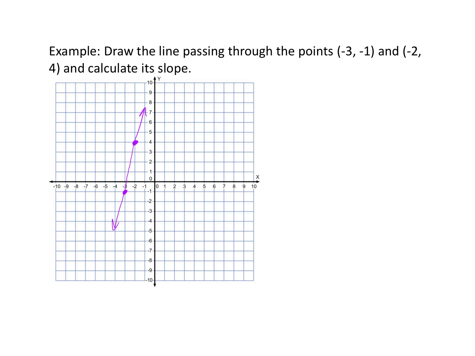And we're going to calculate the slope: y2 minus y1 over x2 minus x1. We'll call this x1, y1, and this point will be x2, y2. Subtracting the y's, I have 4 minus -1. And when I subtract the x's, I have -2 minus -3. So that simplifies to 5 over 1, or just 5.